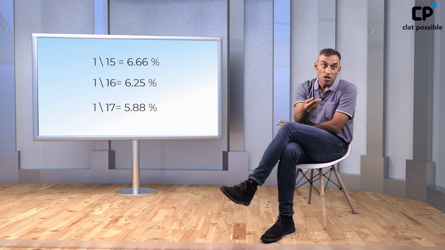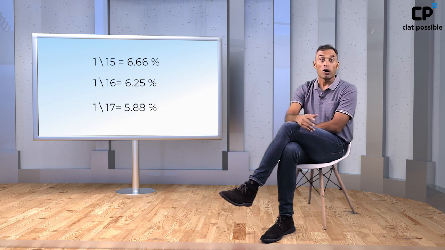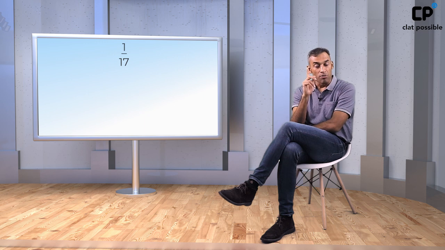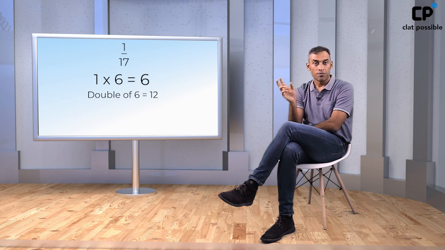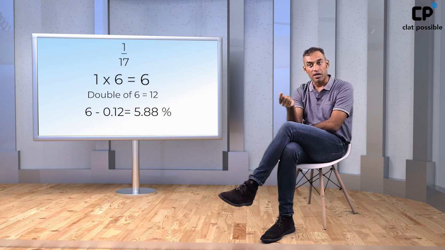In fact, there is a small trick that you can use for remembering any ratio pertaining to 1 upon 17. You know what we do in 1 upon 17? We multiply the numerator by 6. Here the numerator is 1, so we multiply 1 by 6. That becomes 6. And then the double of 6 is 12. Then we do 6 minus 0.12, putting 2 decimal shifts there. And 6 minus 0.12 is 5.88.